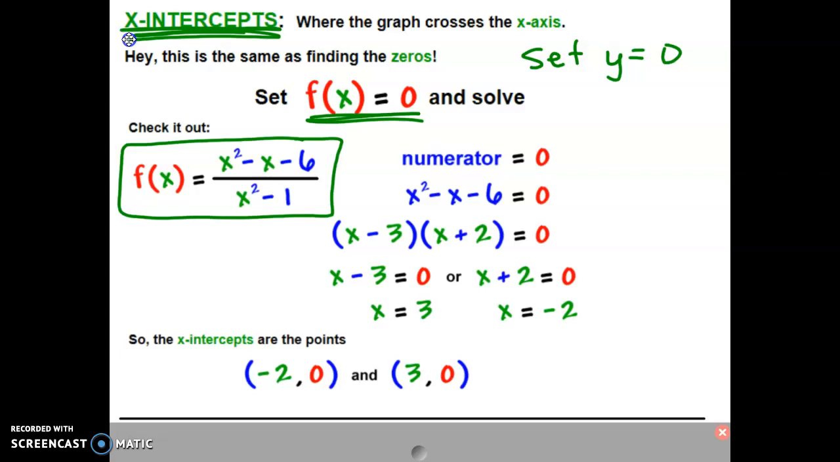Then we have to go through and we have to factor, because I see that I have a quadratic. So two numbers that add to minus 1 and multiply to minus 6 are going to be x minus 3 and x plus 2, which give me the solution of x equals 3 or x equals negative 2. So here I have two x-intercepts.